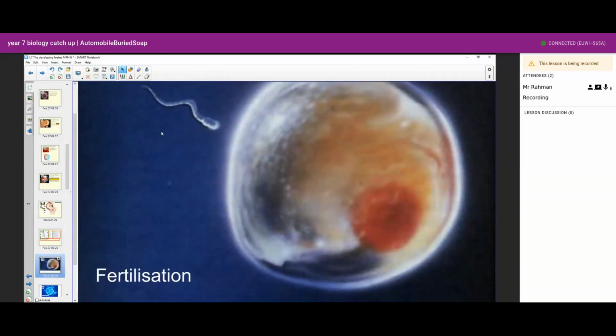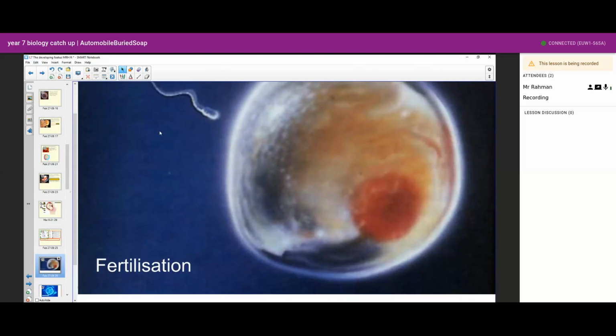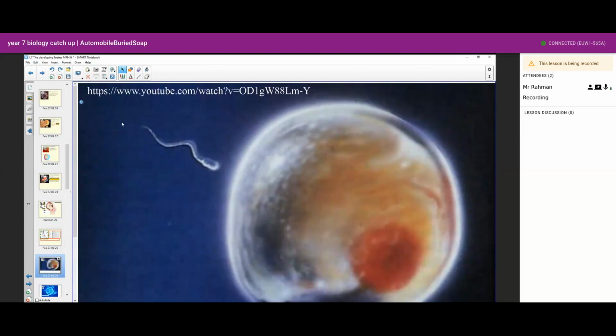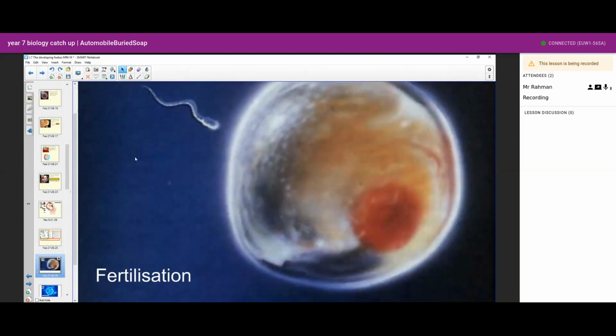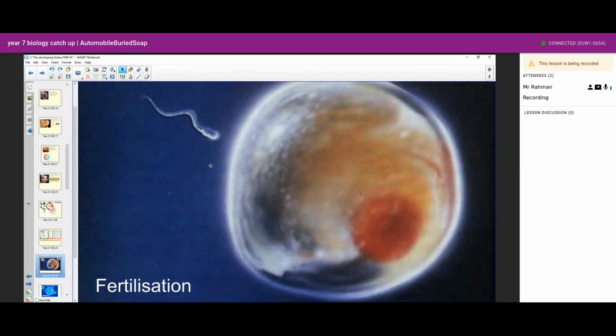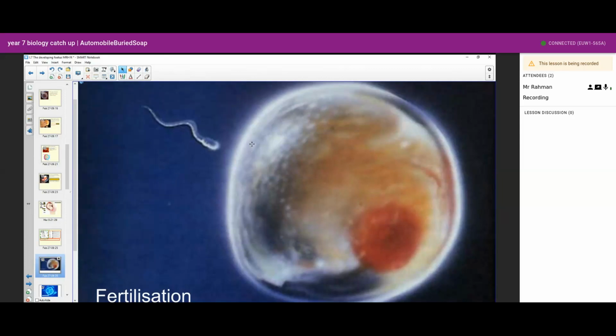Right, so moving on. So I'm going to show you guys a timeline of fertilization. We're going to look at some real life pictures. So first of all, fertilization happens. That's, as we said, is when the sperm cell fuses and joins with the egg cell.